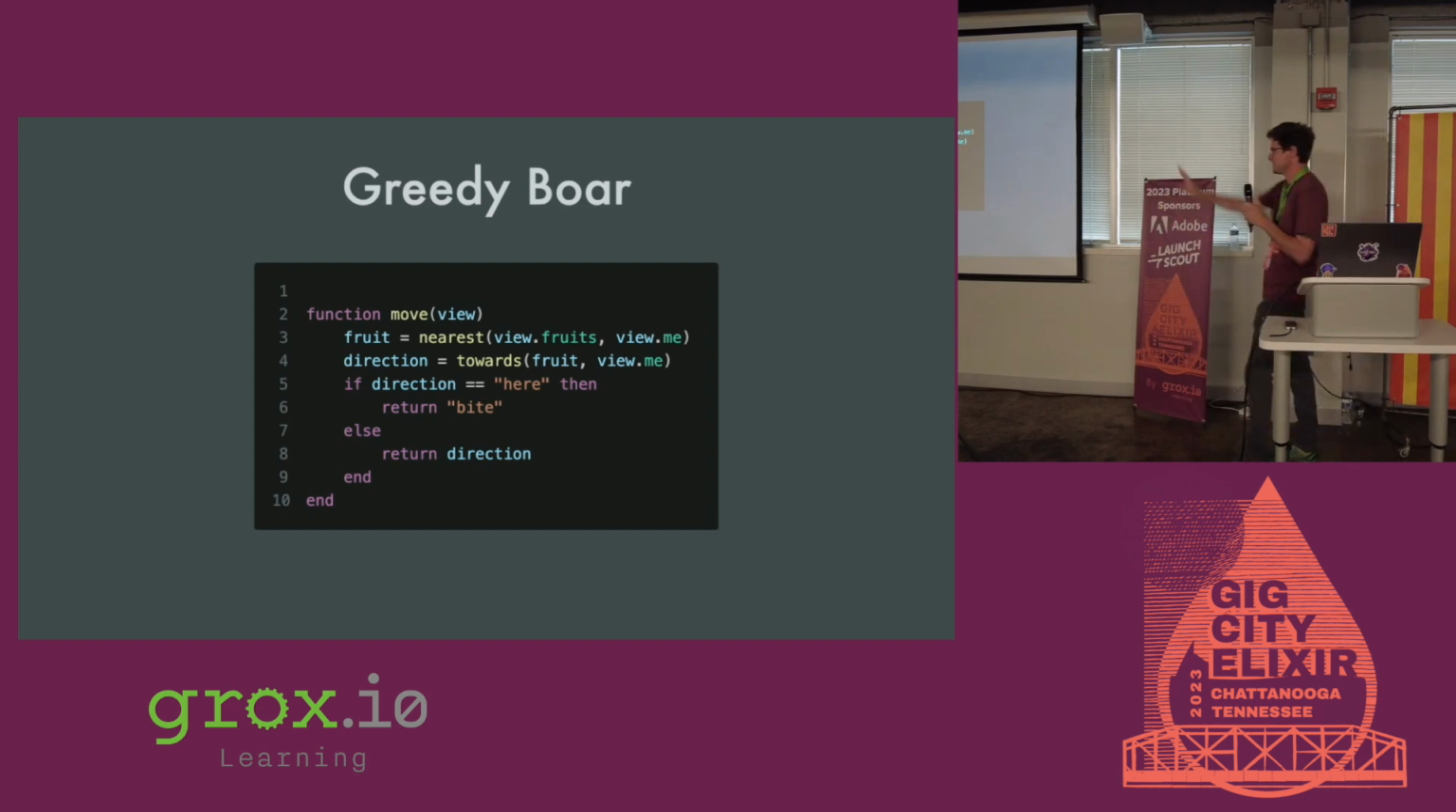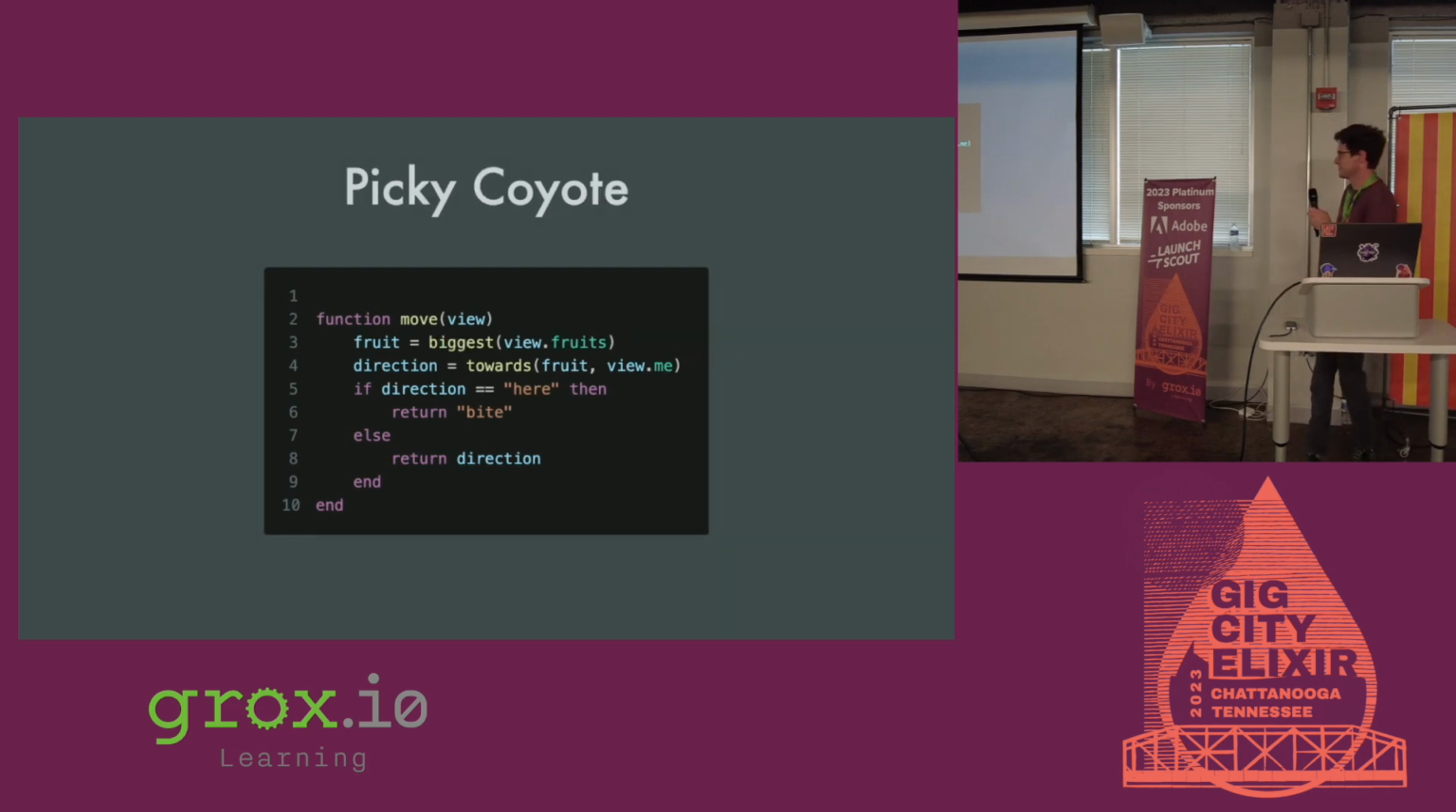Lua is just designed, I mean, it doesn't look that much different than Elixir, but it's a very simplified domain-specific language that you can expose to your users. Coyote is pretty much exactly the same thing. But it ignores what's nearest and looks for just the biggest, bestest fruit out on the board.